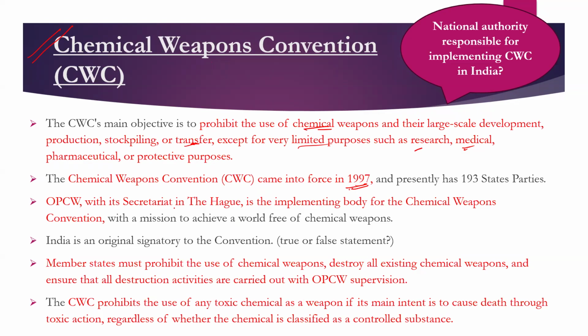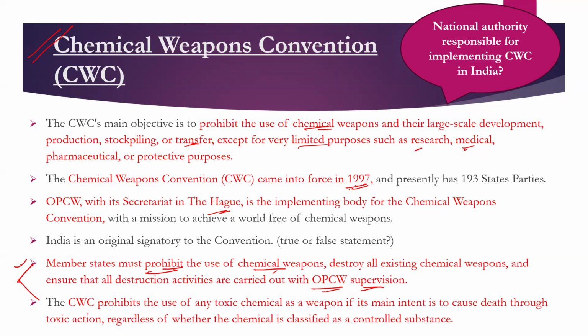The Secretariat is in The Hague. And finally, what you should know is the two important provisions, that is, what it expects its member states to follow. Member states must prohibit the use of chemical weapons, destroy all the existing chemical weapons that they have, and do it under OPCW supervision. That is clearly given in the convention itself. It might seem like an extreme statement, but once you have signed it, you are supposed to destroy your existing stockpiles.